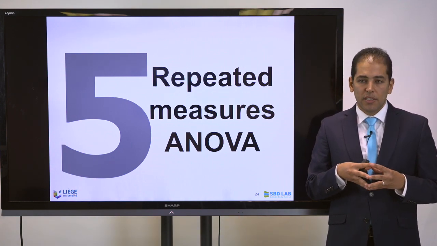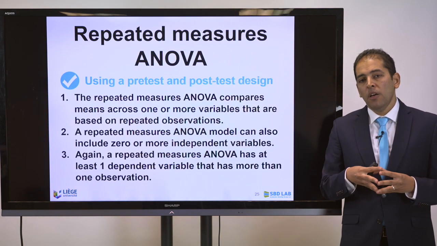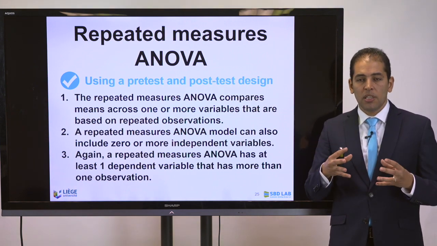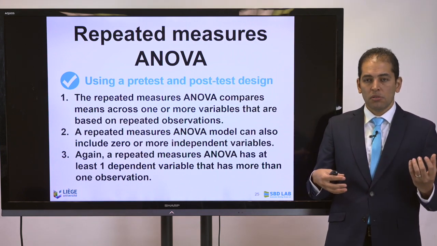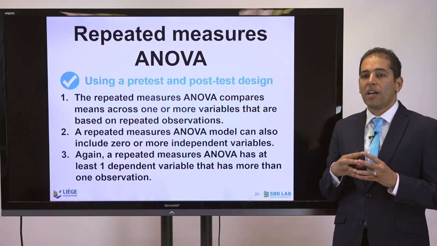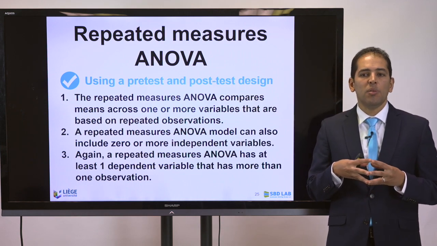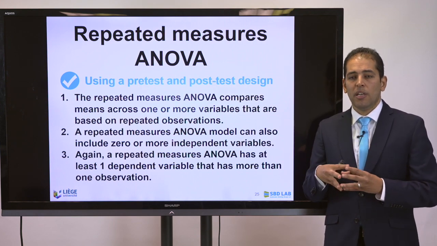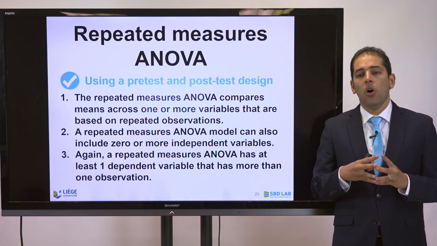Now let's move to another type of test, which is test number 4, which is part of the matched data. Here we can see that it's called the repeated measures ANOVA. Using a pre-test or post-test design with this repeated ANOVA allows us to have two groups, a test before the intervention and after the intervention. The repeated measures ANOVA compares means across one or more variables that are based on repeated observations. So we will have an observation, for example, in the summer and an observation in the winter, and then we can see the influence of seasonality on the information.